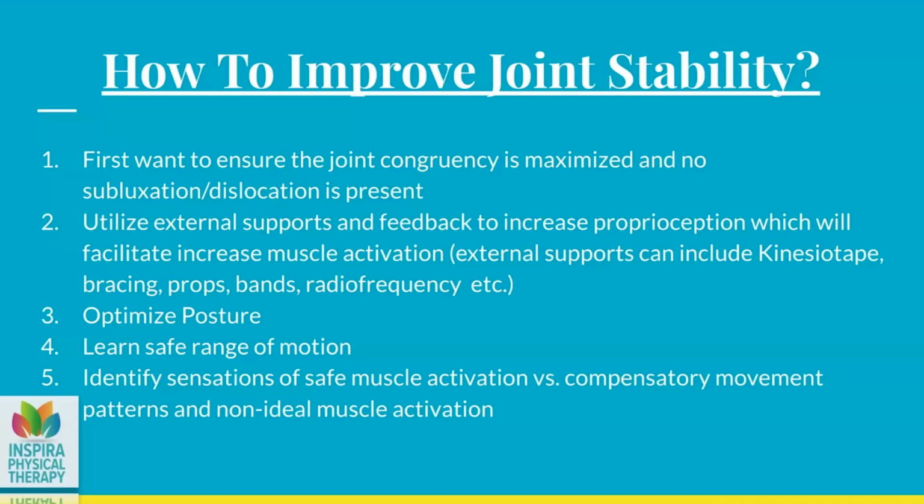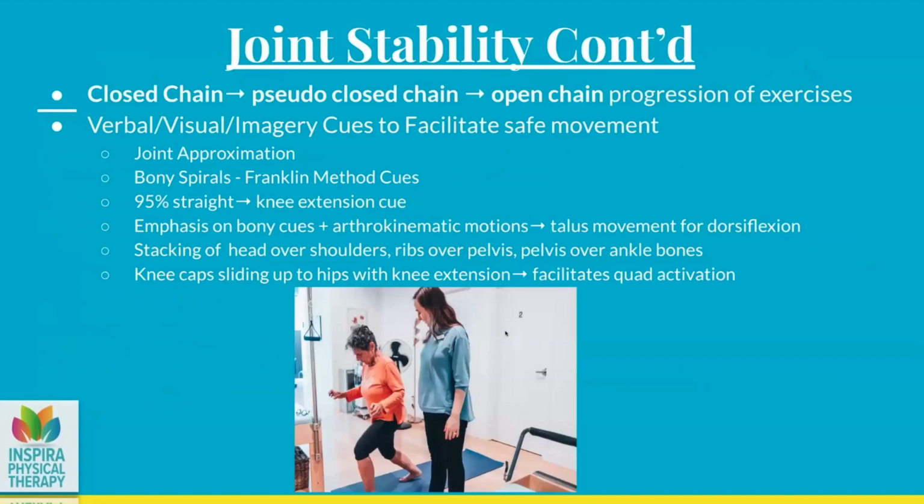After we have learned that posture, then we move into the safe range of motion, which takes time and takes many different types of verbal cues, postural cueing, tactile cues, imagery, you name it, which I will get into in a future slide. And then another important thing is to help educate our patients to identify the sensations of safe muscle activation, as well as safe range of motion, versus compensatory movement patterns that are not ideal for muscle activation. Joint stability continued.